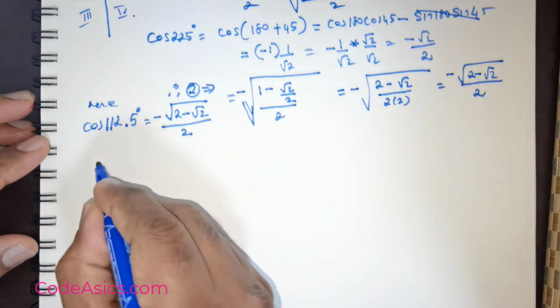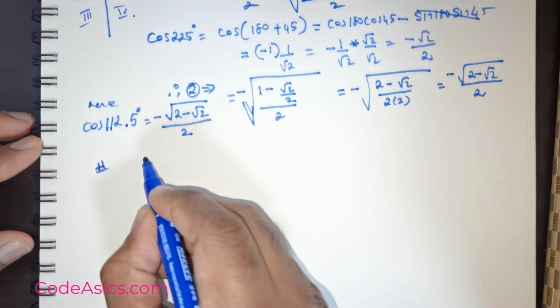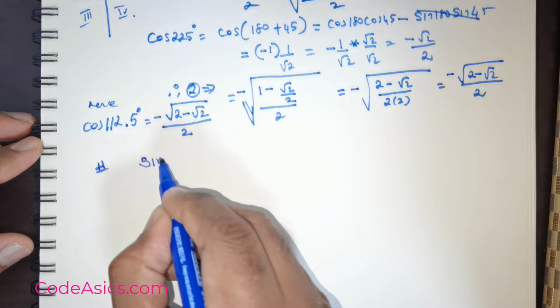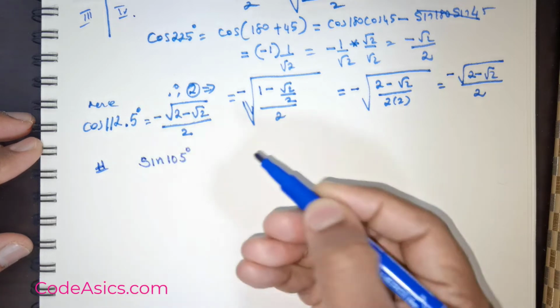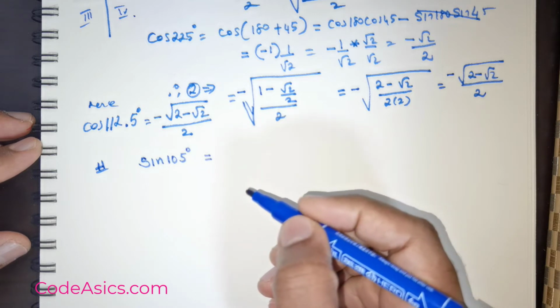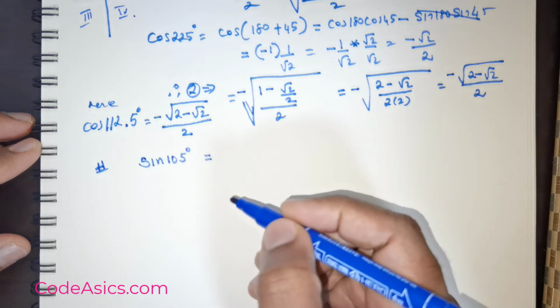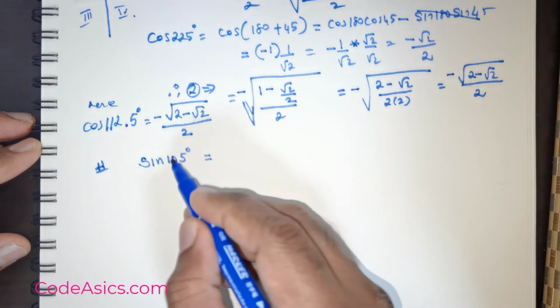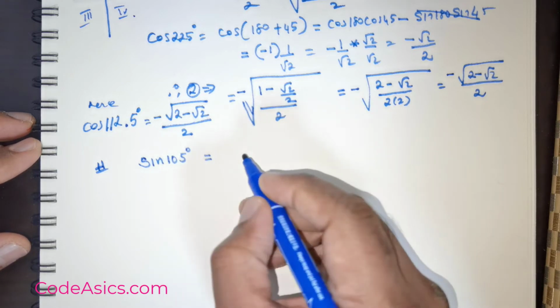Let's do another question, students. We've been asked to find the exact value of sine 105 degrees. Now, the power of the half angle is that without even using any calculating devices, we will be able to extract this value. Now, let me show you that.